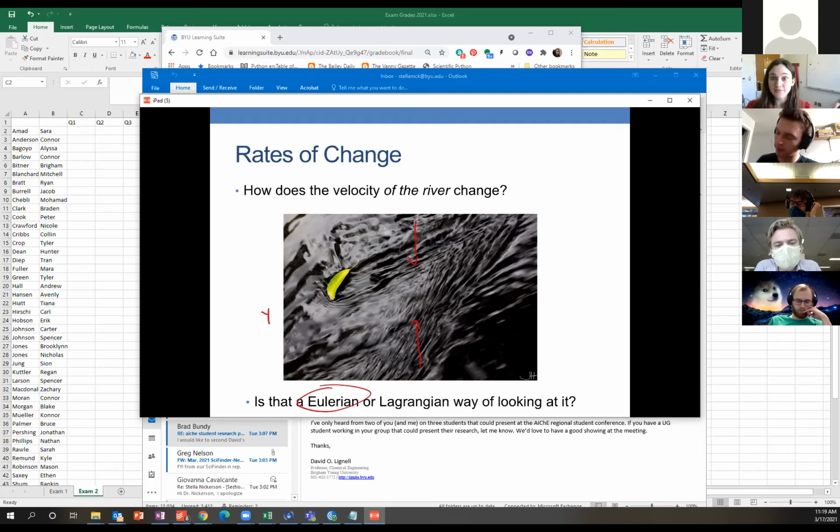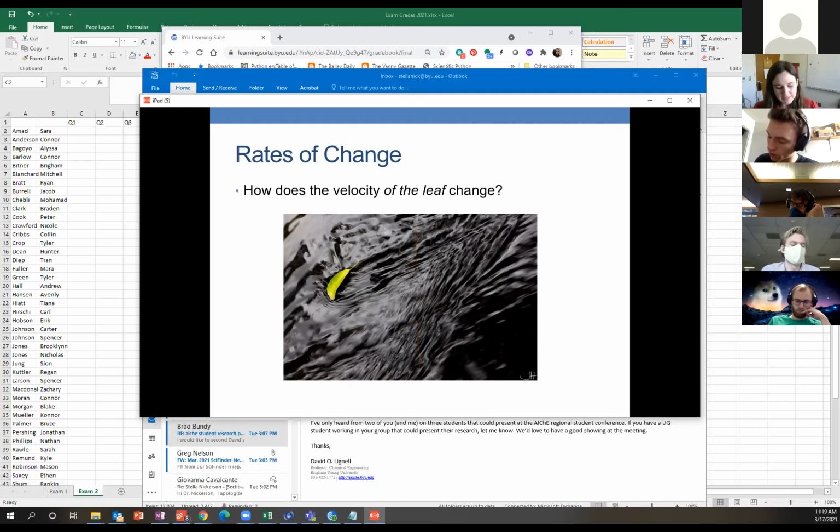All right, good thinking. Velocity can be, and is, a field variable, right? And I said, look at the square of the river. So we're not looking at some little piece of water. We're looking at the square, the whole area of the river and how the velocity changes with space and time. That's a Eulerian way of looking at it. Okay, but what about the velocity of the leaf? So this leaf is just moving around the river, right? So how does the velocity of the leaf change?